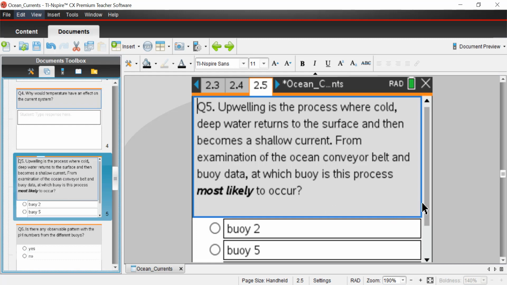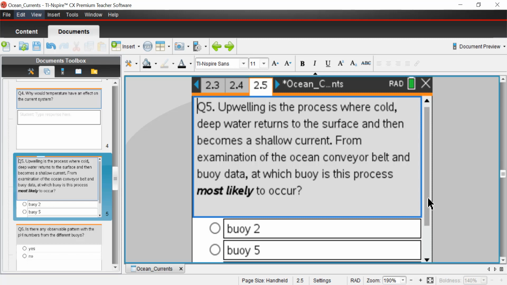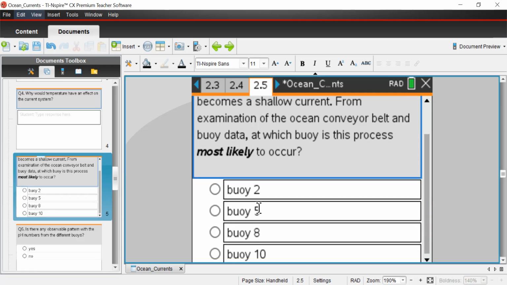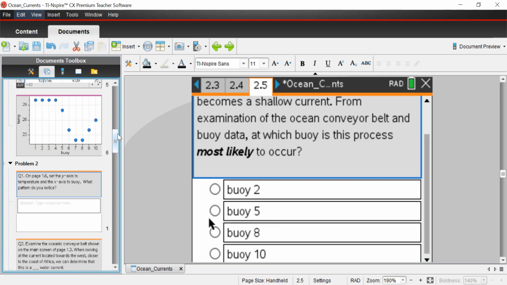Question 5. Upwelling is the process where cold, deep water returns to the surface and then becomes a shallow current. From examination of the ocean conveyor belt and buoy data, at which buoy is this process most likely to occur? We have 4 options: buoy 2, buoy 5, buoy 8, and buoy 10. Let's go take a look. Let's get back up here.